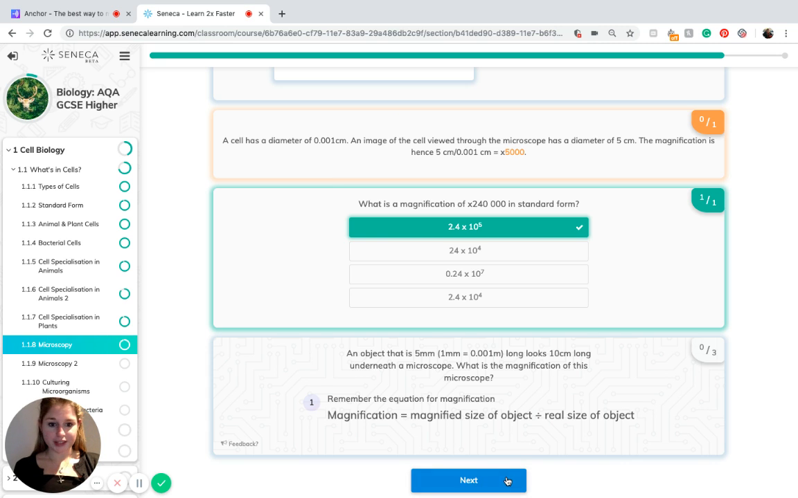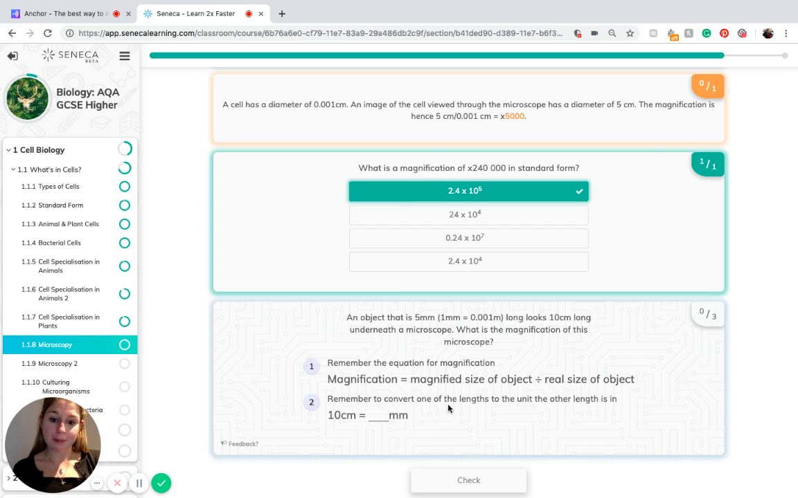To work through an example, let's say an object is 5 millimeters long, which looks 10 centimeters long when we use a microscope. So we know that its actual size is 5 millimeters and its image size is 10 centimeters, and we want to work out the magnification. The first step is to remember the equation for magnification, which is the magnified size of the object, or the image size, divided by the real size of the object.